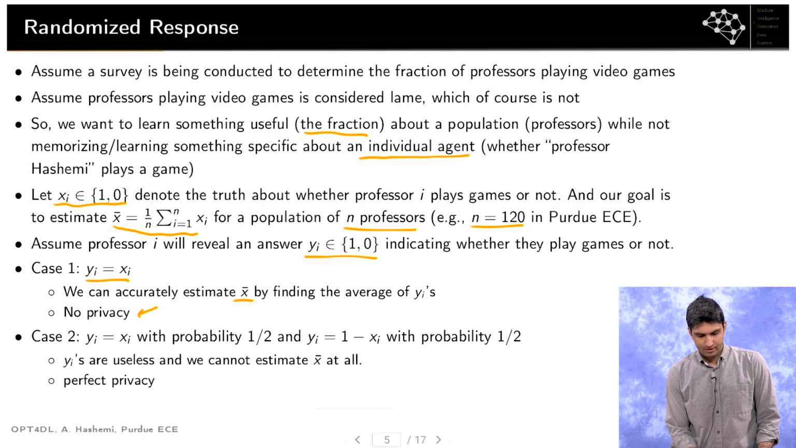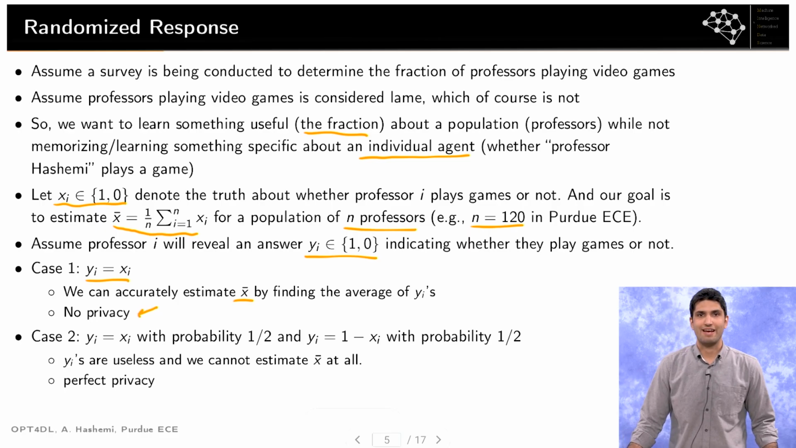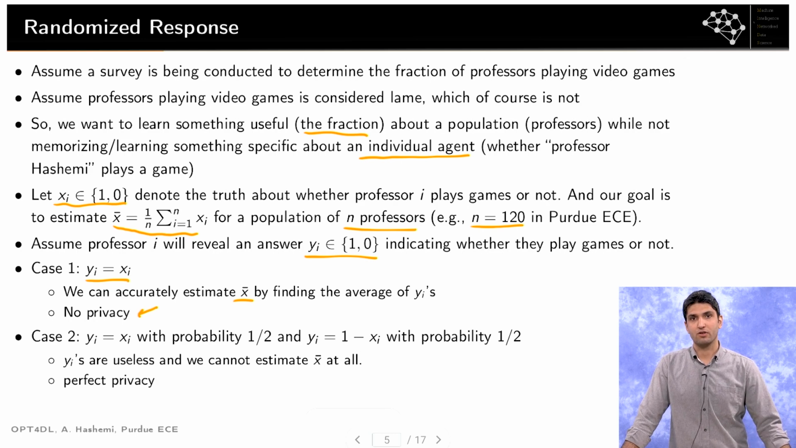Okay? So if everyone is truthful, we'll be able to accurately estimate the fraction x bar by just finding the average of the responses that the professors are providing. But the catch here is that we essentially don't have any privacy. Okay? Because everyone is being truthful, the person conducting the survey will know exactly which professor is playing video games and which one is not playing video games. Okay.